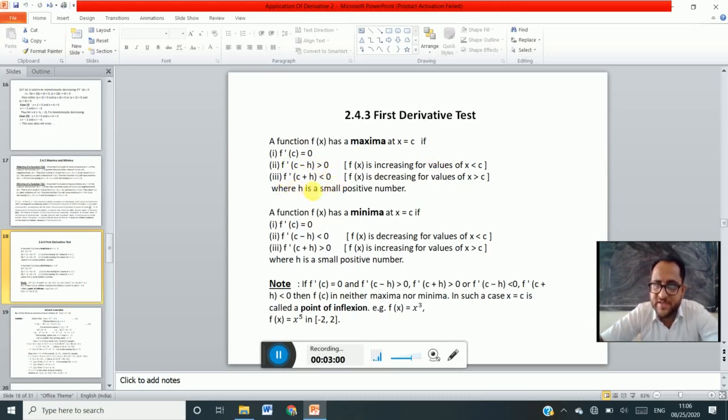What is h here? Here h is again a small positive number, right? That is the neighborhood, considered as a small positive number for the neighborhood of c, as we considered delta in the definition. Okay, so if the function satisfies these three conditions, then there is a maximum at x equals c. On the other hand, if the function satisfies these other three conditions, then there is a minimum at x equals c.